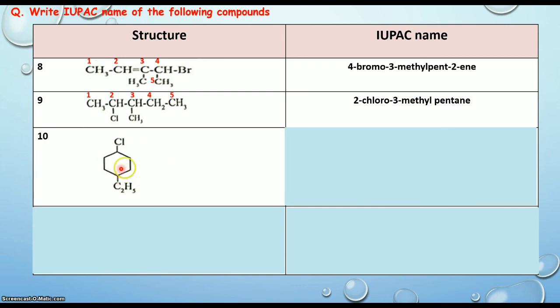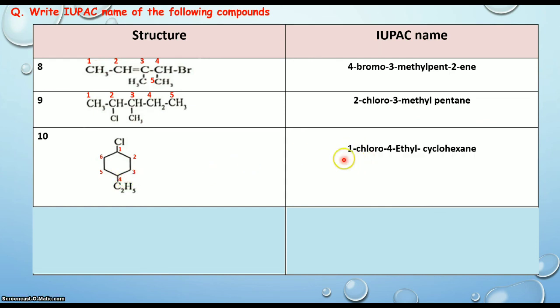In this structure, there is a cyclic ring of 6 carbon atoms, that is cyclohexane. On this cyclohexane, 2 substituents are present, that is chlorine and ethyl. As chlorine comes first alphabetically, therefore numbering will start from chlorine. So according to this numbering, chlorine is present on the first carbon of the cyclohexane and the ethyl group is present on the fourth carbon. Therefore, the IUPAC name of this structure is 1-chloro-4-ethylcyclohexane.